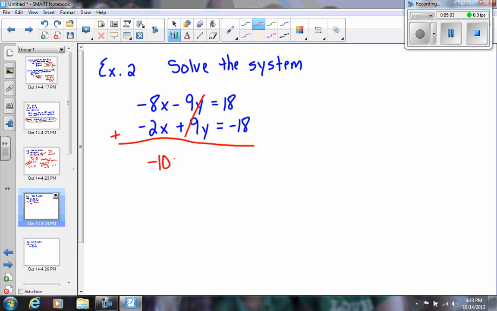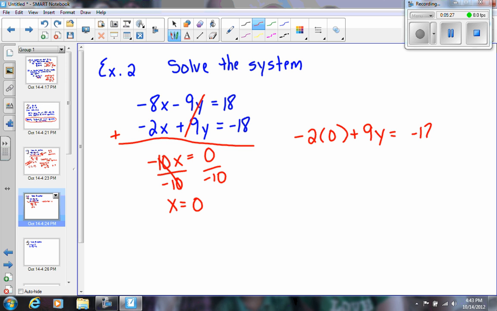So I get negative 10x equals 0. That's okay. When I divide by negative 10, you're allowed to have 0 in the numerator, and that just means x equals 0. So that first part's done. Now I substitute. I'm going to substitute into the second equation. Negative 2 times 0 plus 9y equals negative 18. Well, 2 times 0, that's just 0. So I get y equals negative 2. And my solution, 0, negative 2. Again, this system of equations would be consistent and independent if we graph that system.